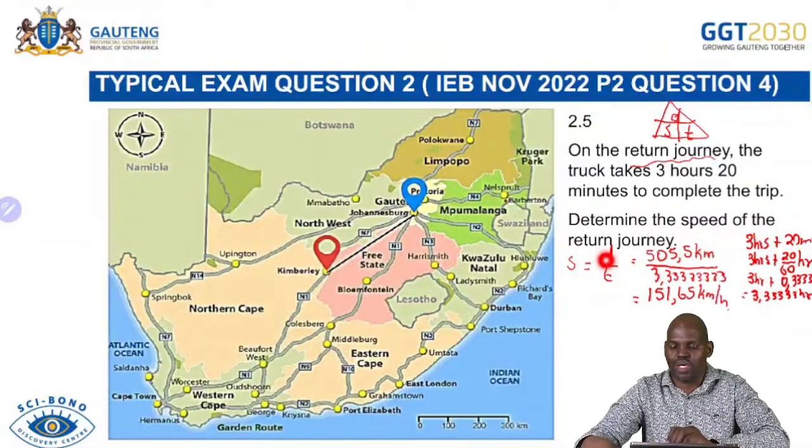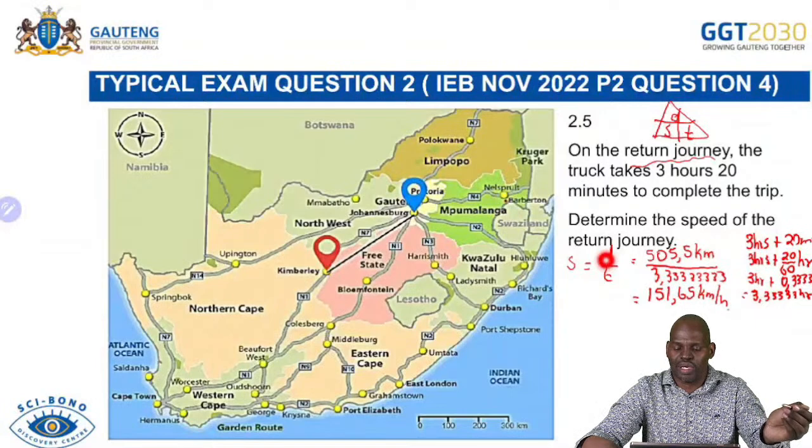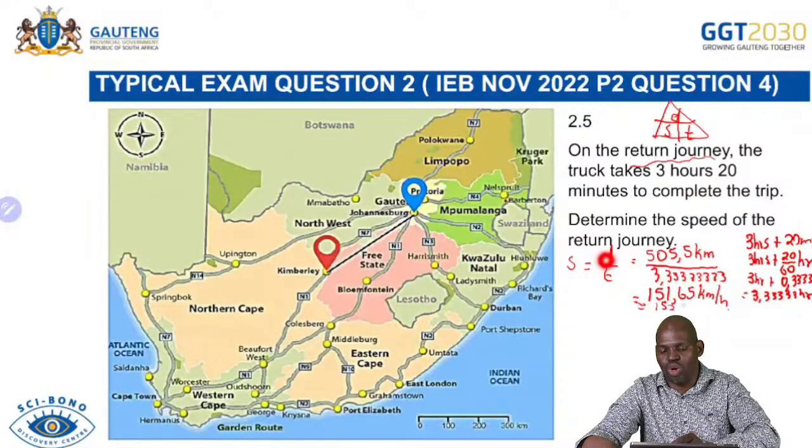Okay, so the speed was 151.65 kilometers per hour. The examiner doesn't specify the rounding. If you want to round it off, you're also welcome to round it off, but you have to make sure that you round it off correctly. So in this case, if it's 151.65, you can still say this is about 152 kilometers per hour.